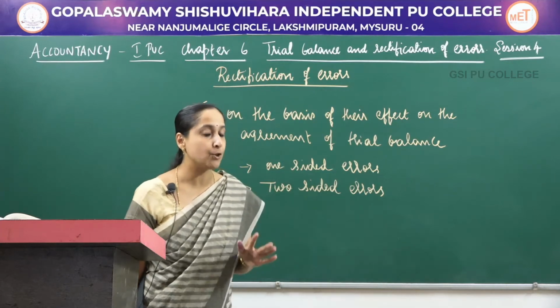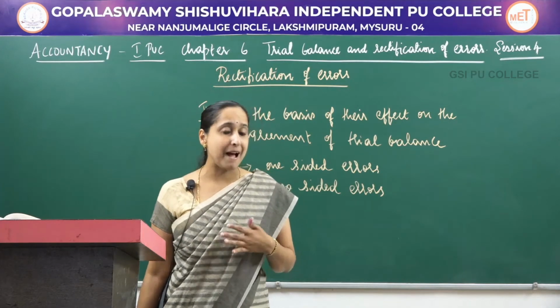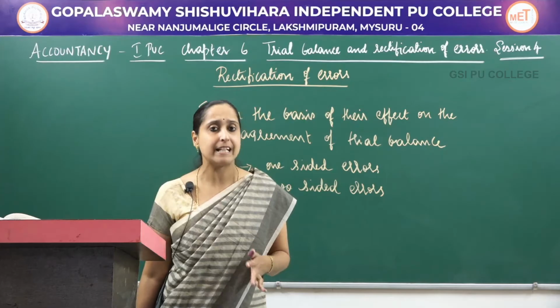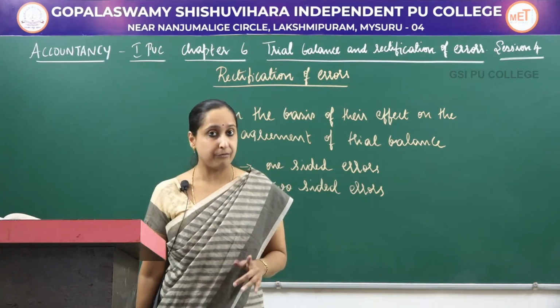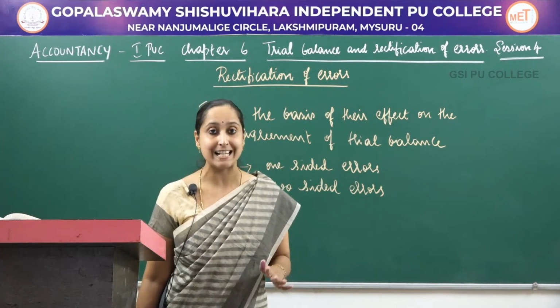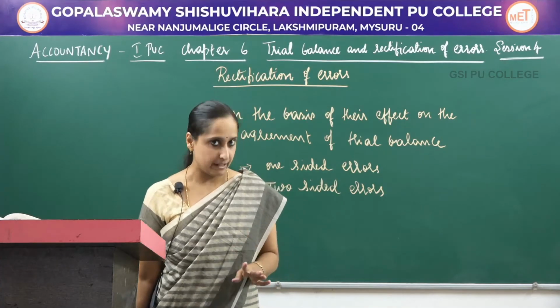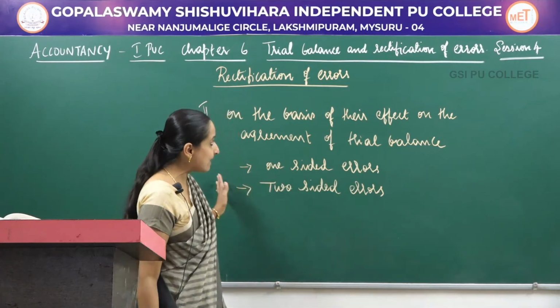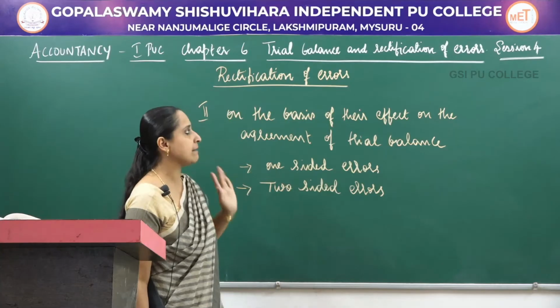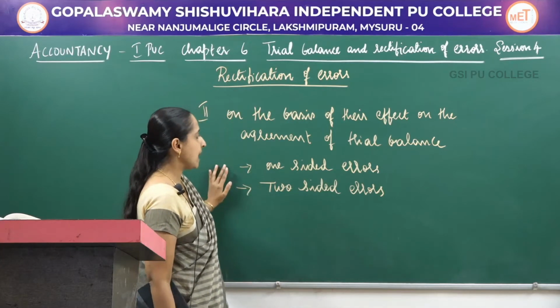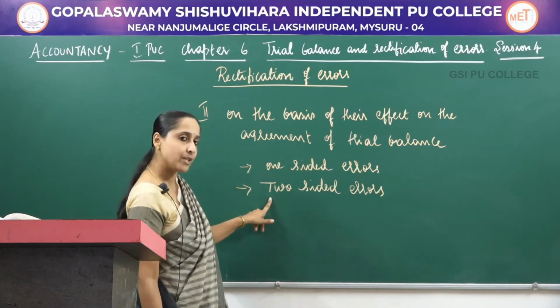See, trial balance, it should tally. If trial balance tallies, it means that there are no errors. If trial balance do not tally, it means that there are some errors. So, on the basis of the effect on the agreement of the trial balance, there are two types. One is one-sided error and the other is two-sided error.